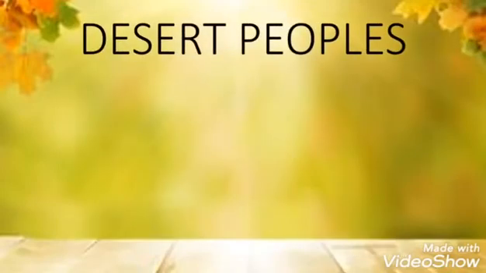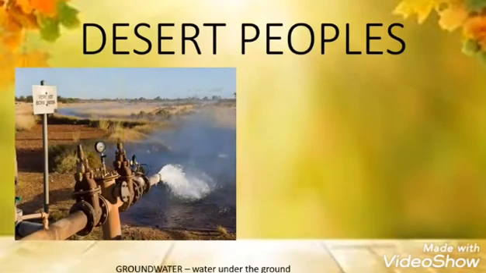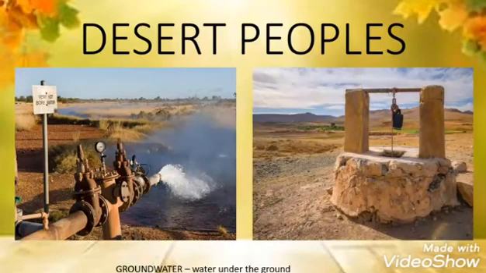The desert peoples. In most parts of the world, there is a lot of water under the ground. This is known as groundwater. Each time it rains, some of the water seeps down into the ground where it fills all the cracks and openings in the rocks below. Often, it is possible to dig a well to reach this water.